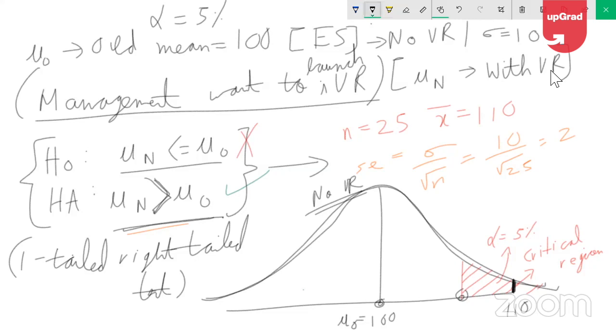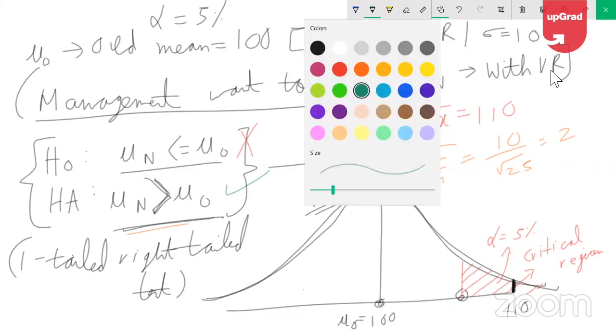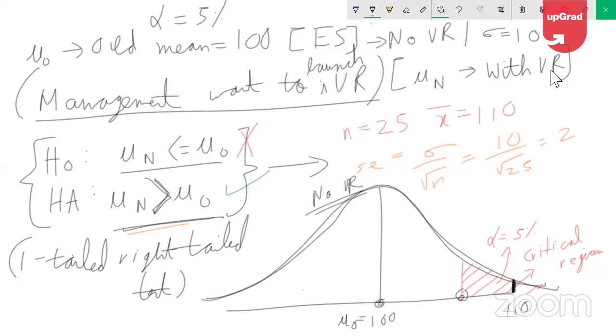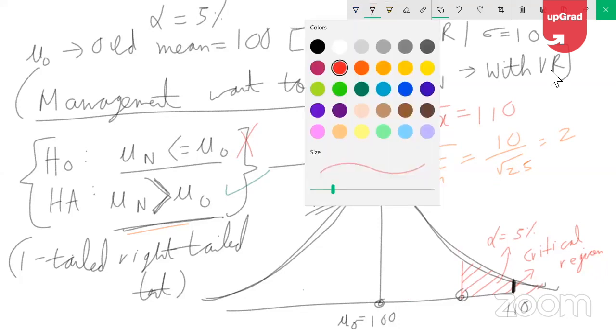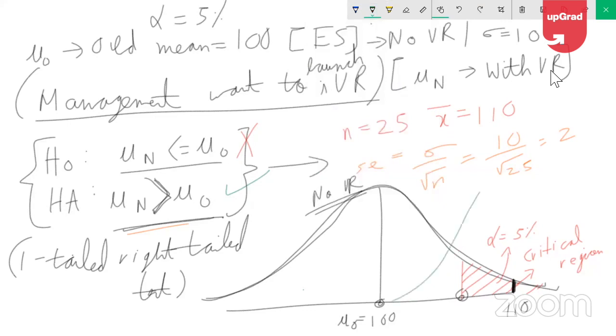So basically, you observed a distribution that looks somewhat like this. And I'll use a slightly different color. This is the distribution that you observed. This is the VR distribution. This is the hypothesized distribution which you think will happen if everybody starts wearing VR.